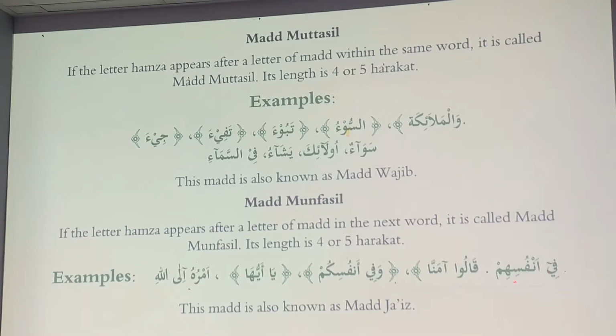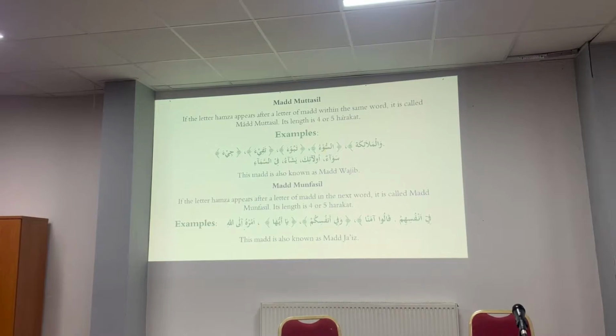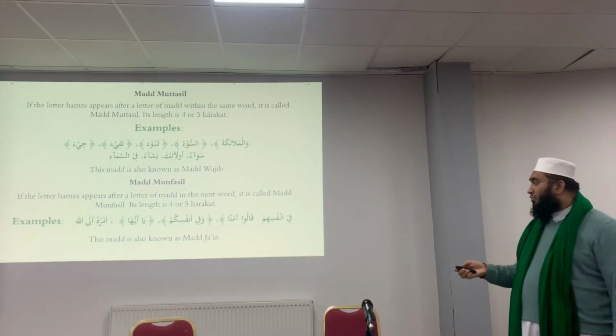Fi anfusihim. Here, fi, the ya is sakin and the letter before it has a zer, so this ya is a letter of mad. Following that, we can see a hamza. Some people may ask, it's not hamza, it's alif. When alif has a zabar, zer or pesh, any vowel on it, it is actually a hamza, not an alif anymore. So this is a hamza.